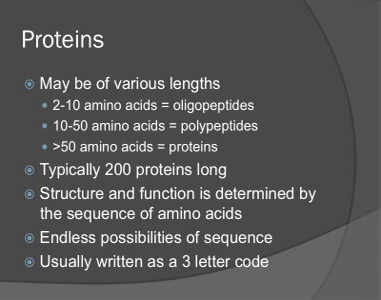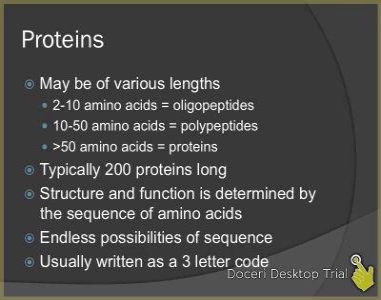A protein, first of all, can be various lengths. 2 to 10 amino acids are called oligopeptides. 10 to 15 amino acids are called polypeptides, and if it is bigger than 50 amino acids, we call these proteins. Typically, proteins are 20 amino acids long, and there's a typo right there. I'm so sorry, I should fix that. But typically, a protein is 200 amino acids long. So we have to have a different combination of 200 amino acids all making up one protein.